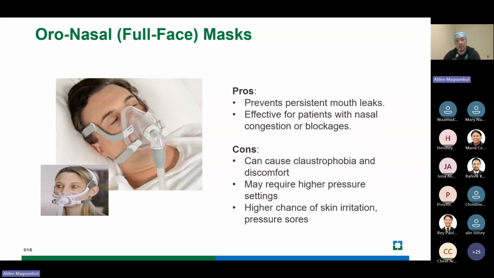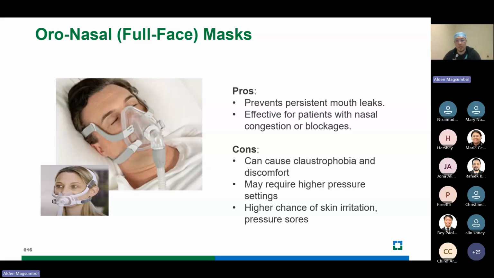The oronasal mask, also known as the full face mask, is different from the total full face mask. The total full face mask, that's not what I'm talking about. So this mask is good for preventing leaks, preventing mouth leaks, because it covers the mouth and the nose. So it is effective for patients with nasal congestion and blockages.